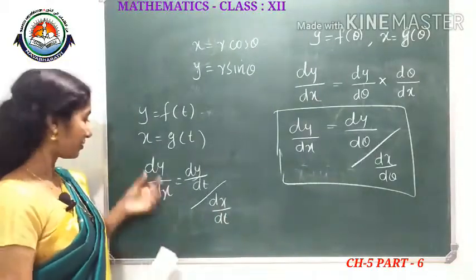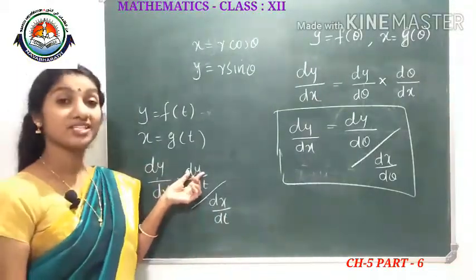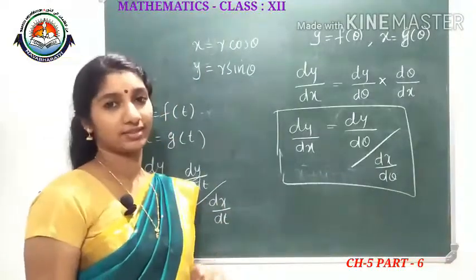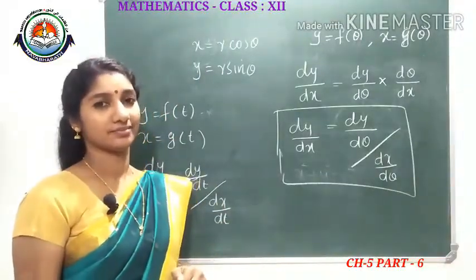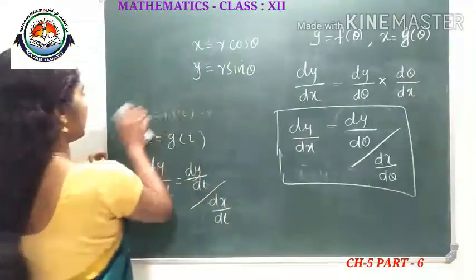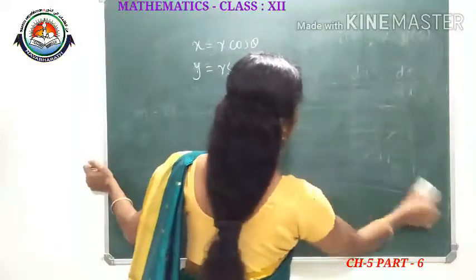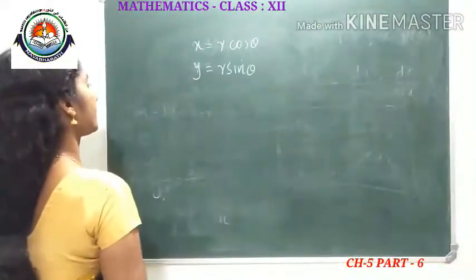Very easy only. To find dy by dx, we need to differentiate y with respect to t, differentiate x with respect to t, then divide. We will get dy by dx. So we can do this problem to find the derivative of the given function which is given in parametric form.